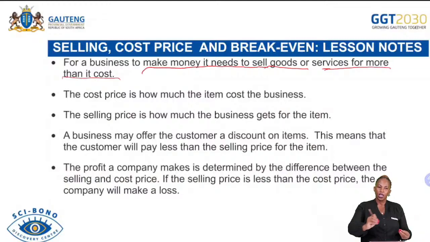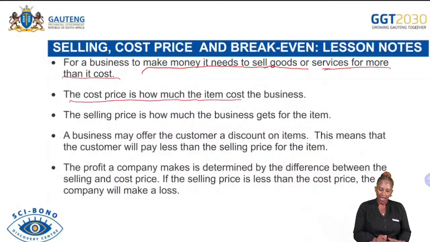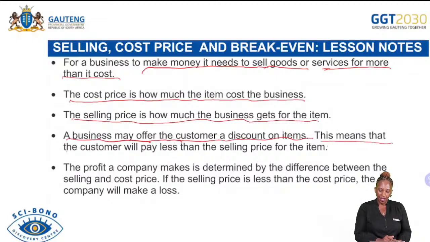And as you sell these goods, you have a markup price. So now we say the cost price is how much the item costs the business, and the selling price is how much the business gets from selling the item. A business may offer a customer a discount on an item. This means that the customer will pay less than the selling price for the item.